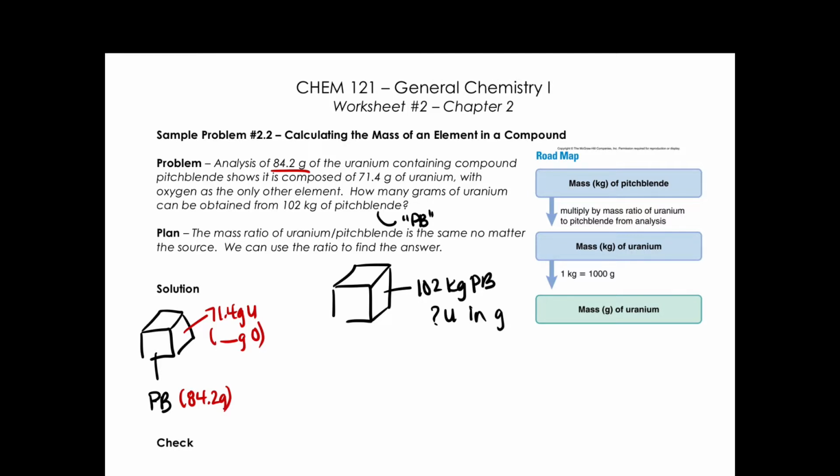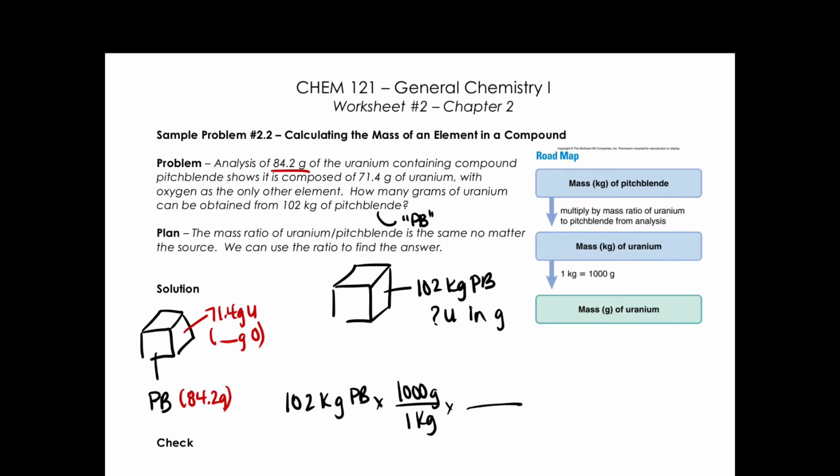But we can take the information that's provided and work through this using the unit conversions that we've learned already in Chapter 1. We can start with some information that we know: we've got 102 kilograms of pitchblende. I need to get to grams of pitchblende because the unit conversion that allows me to change from amount of pitchblende to amount of uranium is in grams. So I'm going to do that right now. 1 kilogram is 1,000 grams of pitchblende.